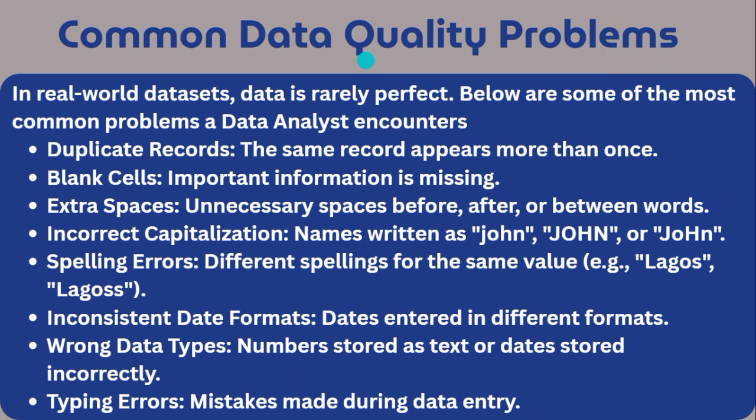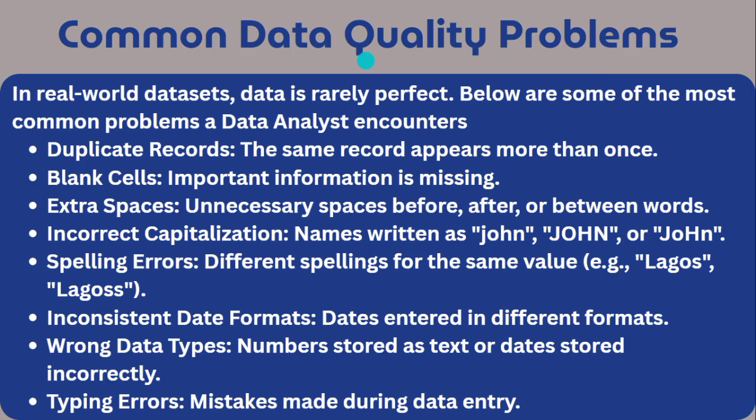So let's look at common data quality problems. In real world data sets, data is rarely perfect. Below are some of the most common problems a data analyst encounters. Number one is duplicate records. We talked about that. Number two is blank cells. We talked about that. Number three is empty spaces. We talked about that. Number four is incorrect capitalization. Yes, we talked about that. Number five is spelling errors.